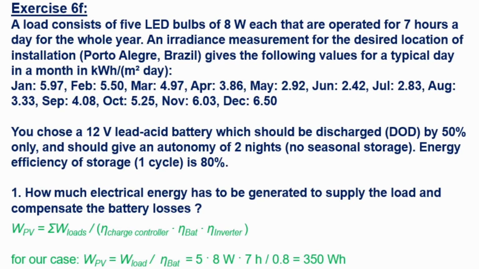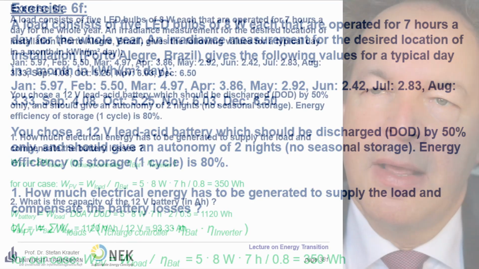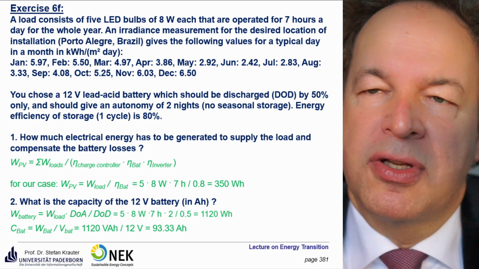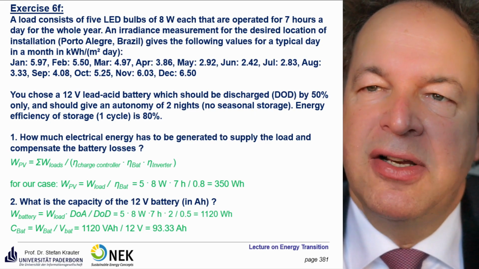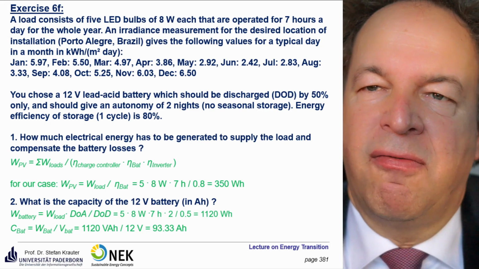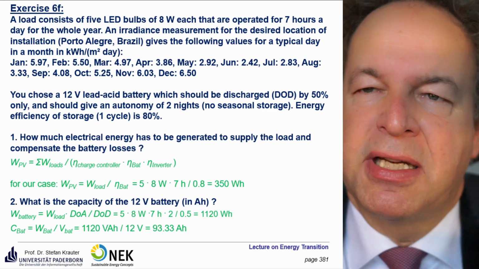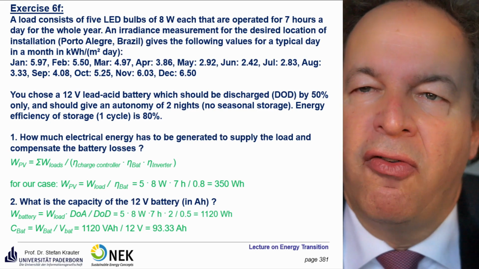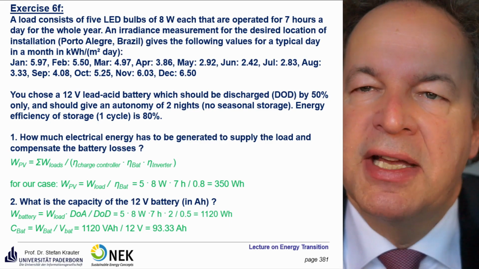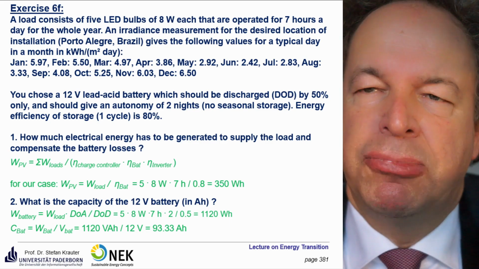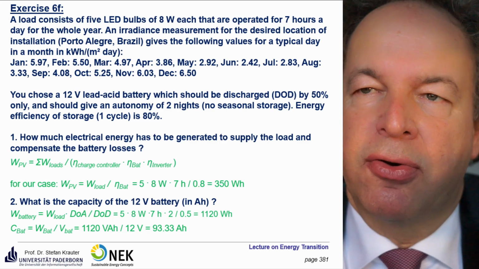You should give an autonomy of 2 nights, no seasonal storage, and you should consider the energy efficiency of the storage to be about 80%. Two nights of autonomy is quite a reasonable value because it's in the tropics. That means you could survive a day without any sunshine, which is never the case, but as a rule of thumb, it's okay. It could also be 4 nights, or 4 days with a little sunshine. This depends very much on the local weather conditions, so you have local weather data.